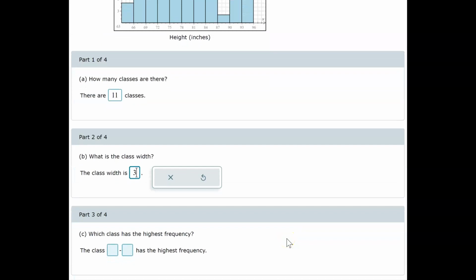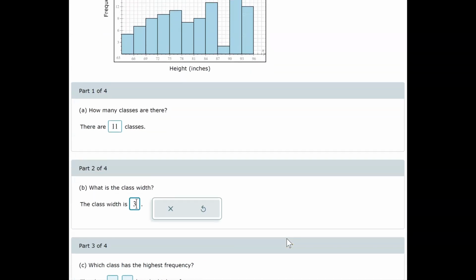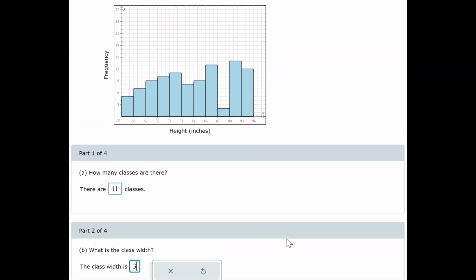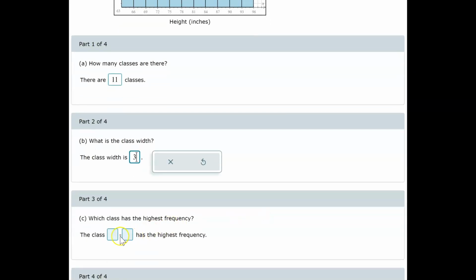Moving on, which class has the highest frequency? Well, the class with the highest frequency is the class that has the bar going higher than any other bar. And as you scan over this, you see that that's happening between 90 and 93. Now technically, it's 90 to 92.999, that type of thing, but we can describe this class as going from 90 to 93. So that's the class with the highest frequency.